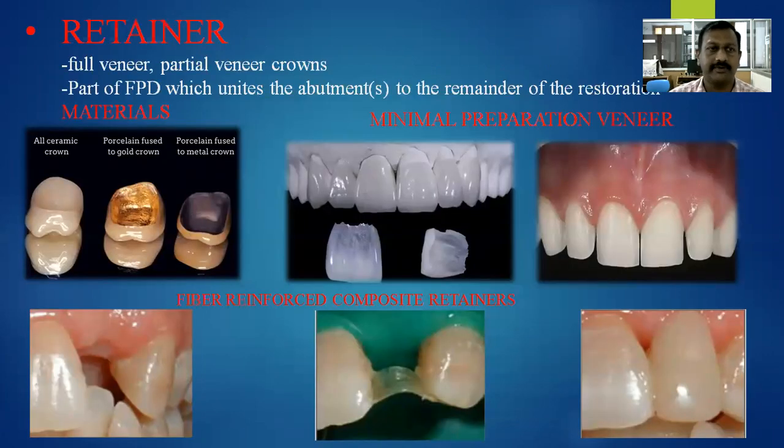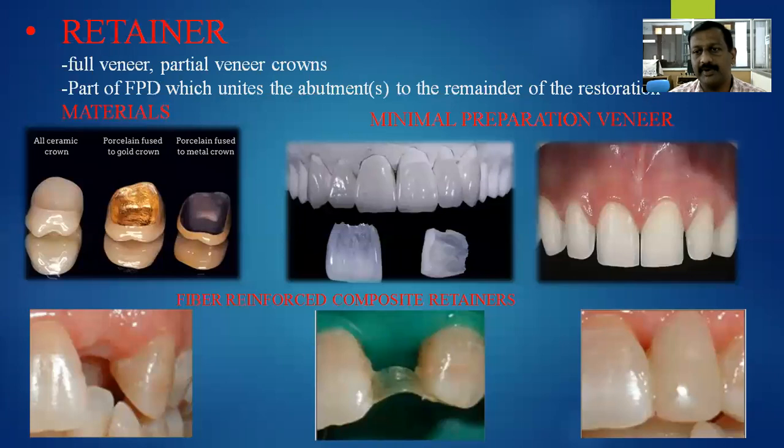So first we'll see about the retainer. A retainer is nothing but a full veneer or partial veneer crown. The retainer will be covering the abutment tooth if it is a fixed partial denture. If it is a single crown, it will be covering that particular tooth. There are different types of retainers depending on the materials used: all ceramic, porcelain fused to gold crown, and porcelain fused to metal crown. This is the classification of retainers depending on the material.